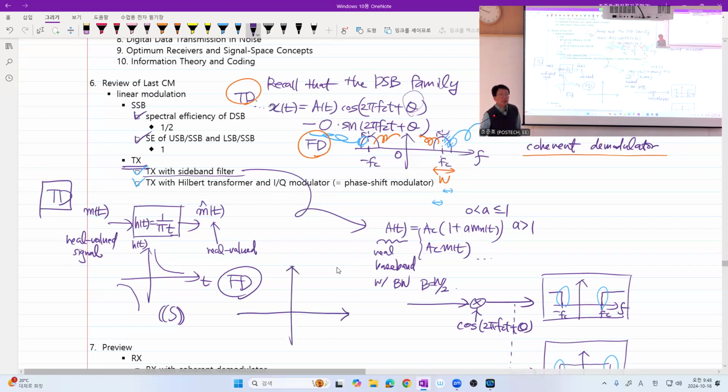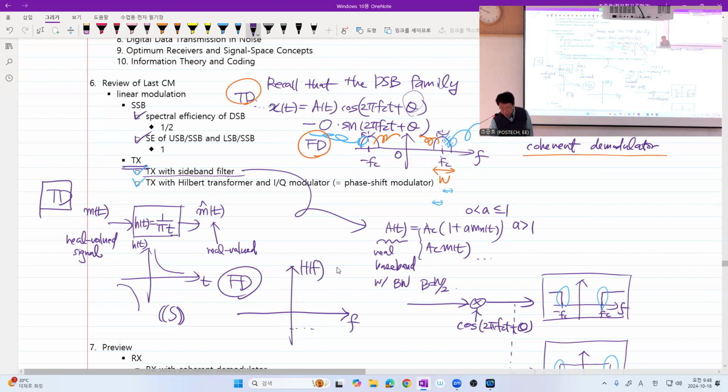We have an important result learned from signals and systems: whenever we have difficulty in doing something in the time domain, think in the frequency domain. So what is the transfer function? Precisely speaking, the Fourier transform of the impulse response of this Hilbert transformer.